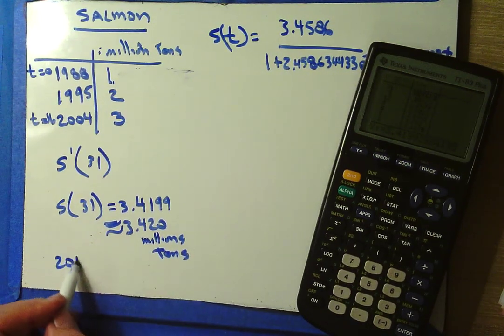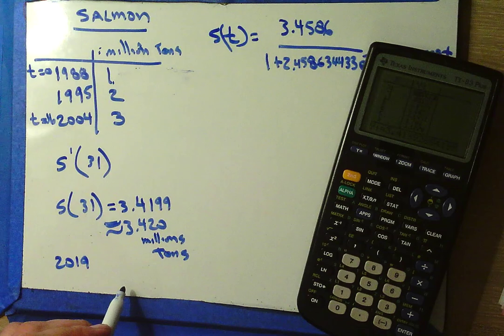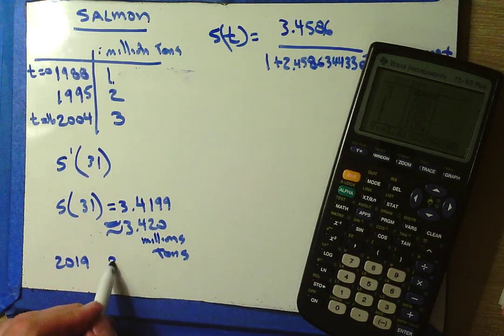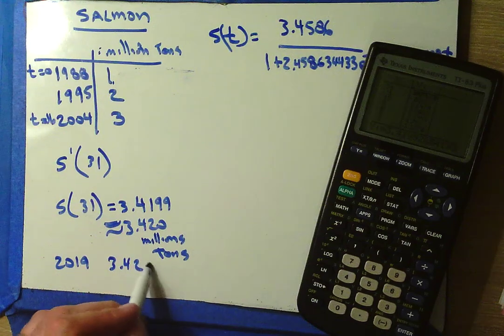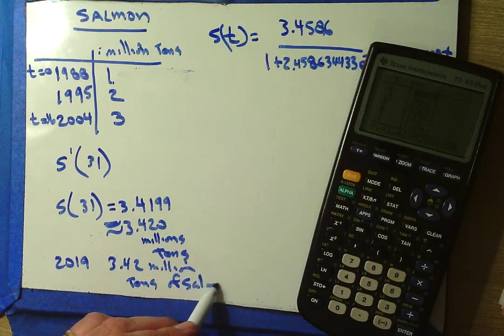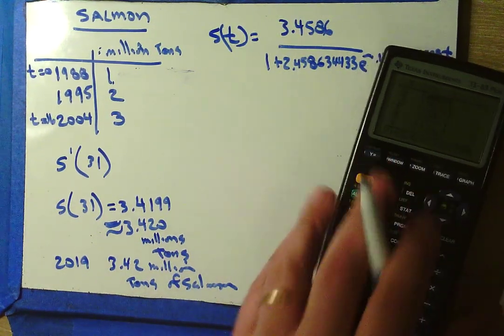So in 2019, we should have farmed 3.42 million tons of salmon. Kind of want to go check on the internet.